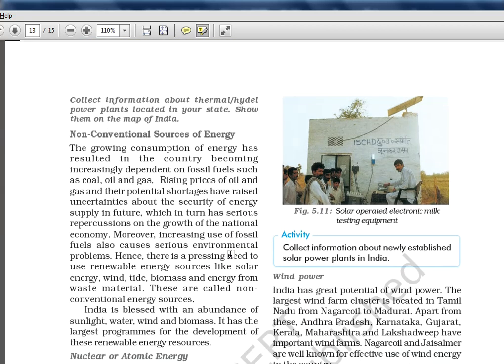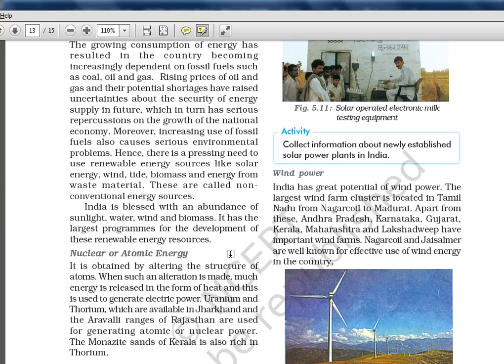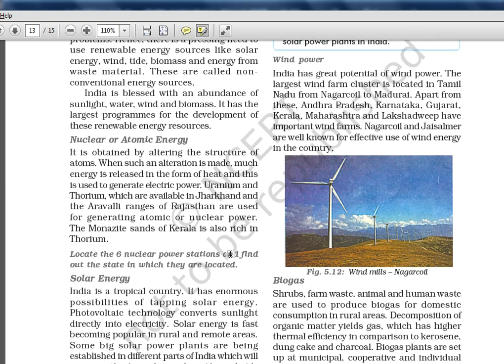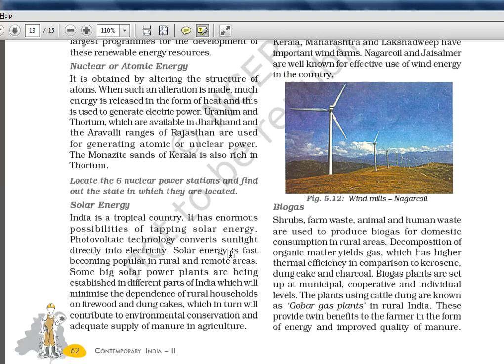Okay, non-conventional sources, like I told, nuclear is there, biomass, water, solar. Solar we know we have a 100 gigawatt aim. So our states are doing a good job actually. Andhra, Telangana, Gujarat, Tamil Nadu, everyone is installing a lot of solar plants.